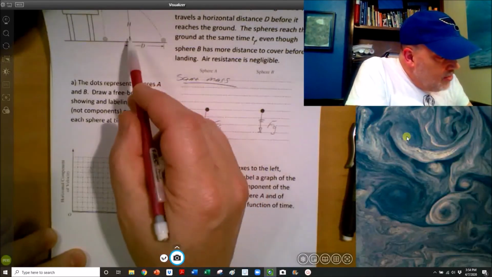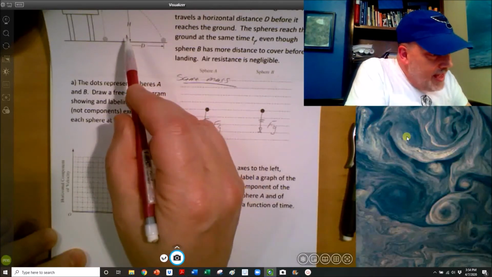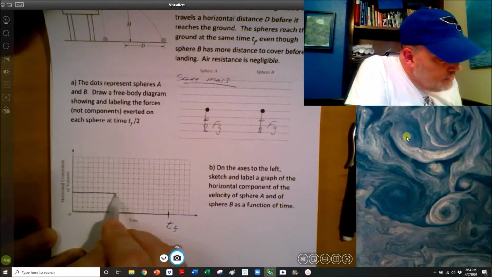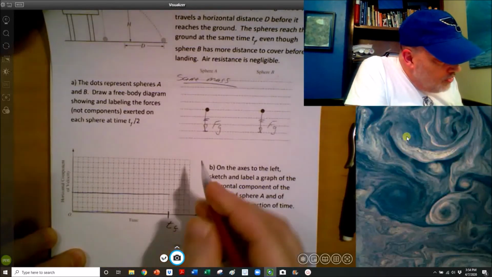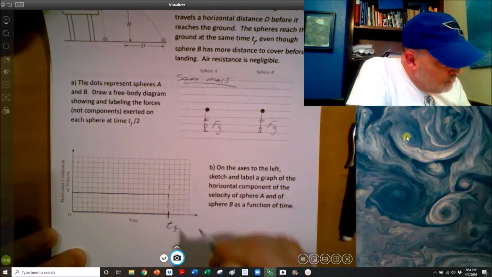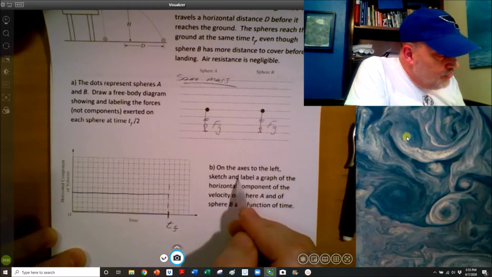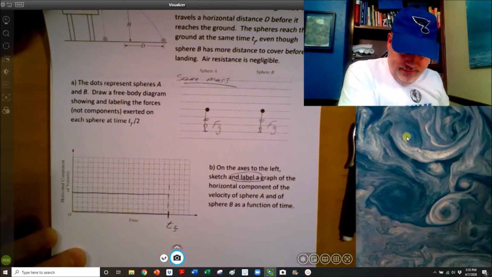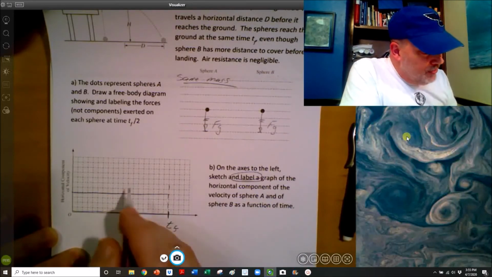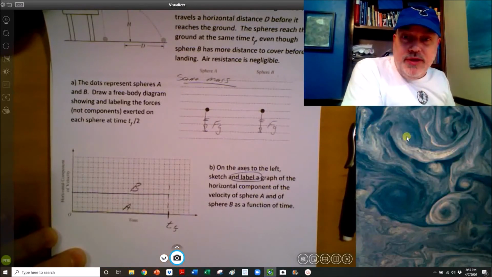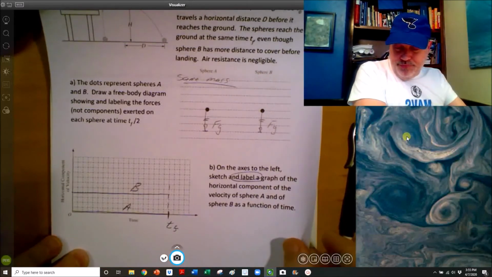And then our other sphere has a velocity to the right, but its velocity is constant. So it's going to go over here, and it will also end at this same vertical spot, TF. Now, label your drawing. If you don't, you get no points because you haven't labeled them. So this is A and this is B. They don't know if you don't label, so make sure you label them.